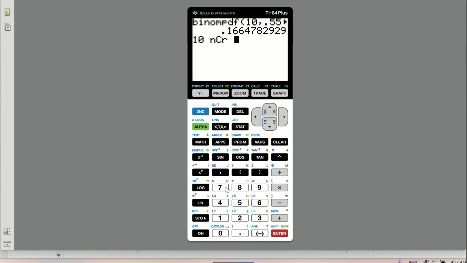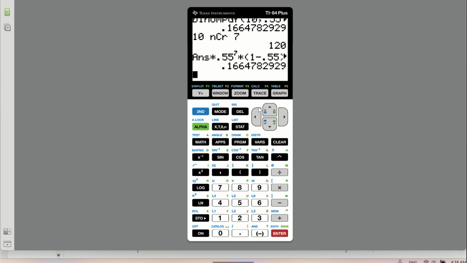So 10 choose 7, which is 120, and then you can multiply that by 0.55 raised to the 7th, times 1 minus 0.55, raised to the 3rd power. All right, and you get the same number, see, 0.166.